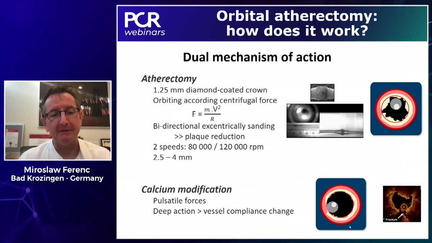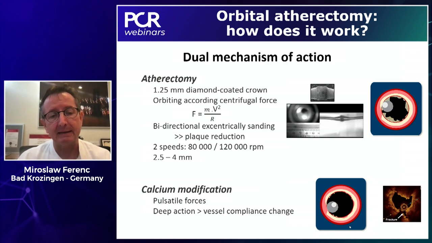Dear Javier, thank you for this kind introduction, dear colleagues. We can be really happy to have one more tool to approach calcific coronary lesions. There is a really interesting mechanism of action if you plan to use the orbital atherectomy system. First of all, we have the crown, which is 1.25 millimeters in diameter. With this crown, we can make atherectomy using a sanding maneuver, and then we reach around 2.5 up to even 4 millimeters. So we can make a very nice tube channel.